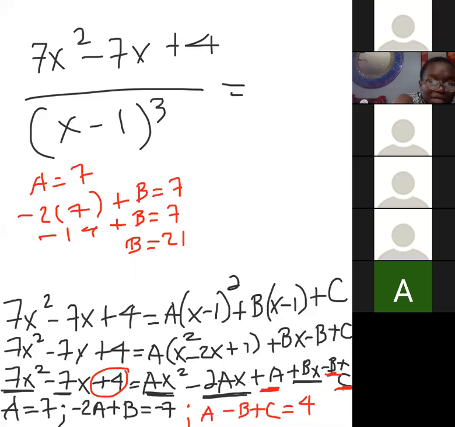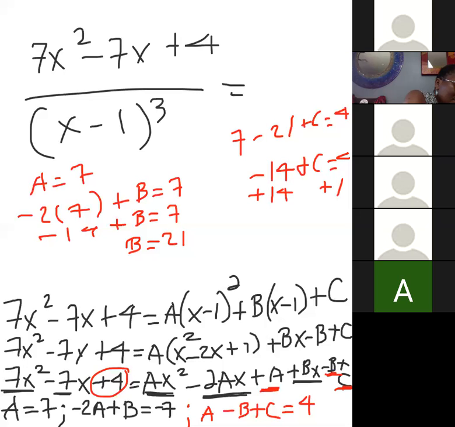And then for the A minus B plus C, A is 7, B is negative 21. So you're going to have 7 minus 21 plus C is equal to 4. 7 minus 21 is negative 14. Negative 14 plus C equals 4. Add the 14 to both sides. So you get C is equal to 18.